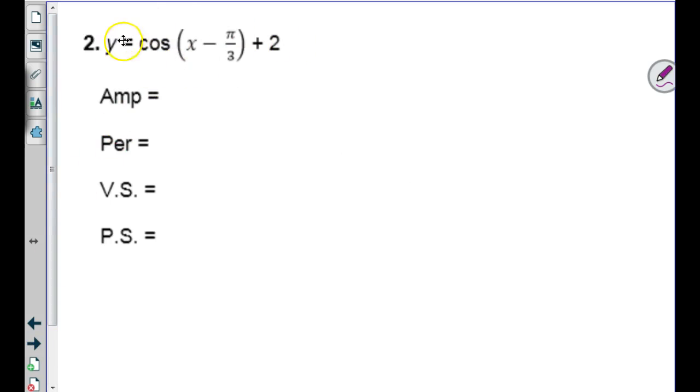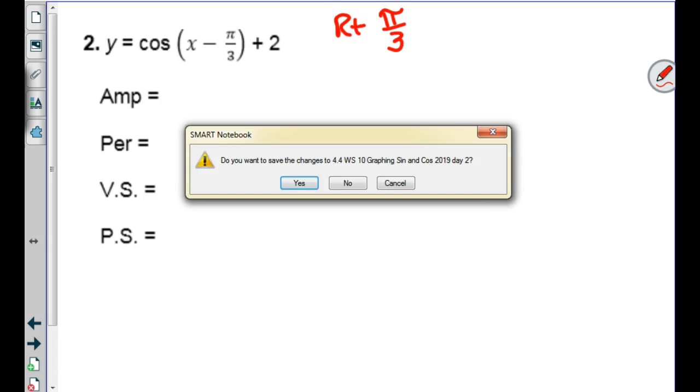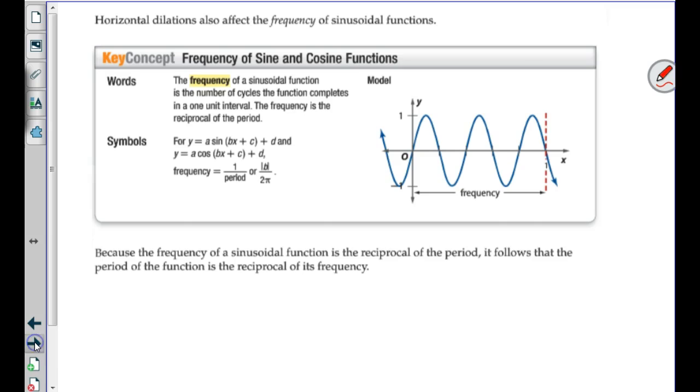Okay, what's the phase shift on this one, guys? This is on the back of worksheet 10, but I'm not going to actually graph it. But what's the phase shift? Is it going to be left or right if it says minus and it's in a parenthesis? Right. Yes, this is a phase shift right pi over 3.